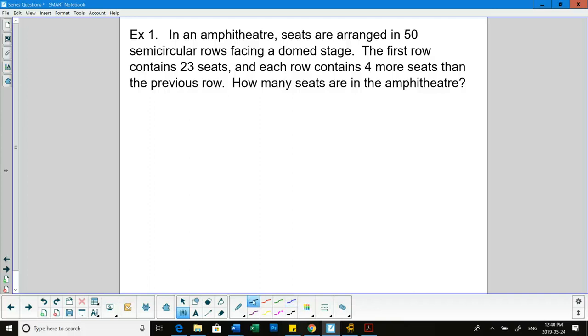Okay, so first one. In an amphitheater, seats are arranged in 50 semicircular rows facing a domed stage. The first row contains 23 seats, and each row contains 4 more seats than the previous row. How many seats are in the amphitheater?